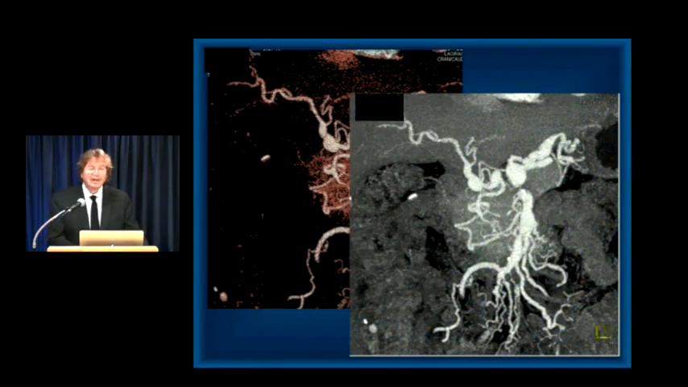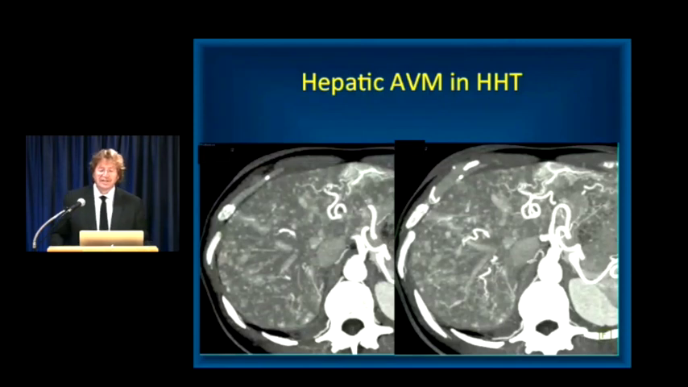MIP. Now, there's a disease called HHT, or hereditary hemorrhagic telangiectasias, and in that disease, we typically scan patients looking at the lungs for PAVMs, and those are often embolized.